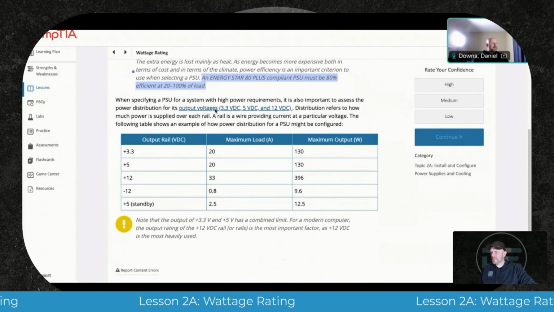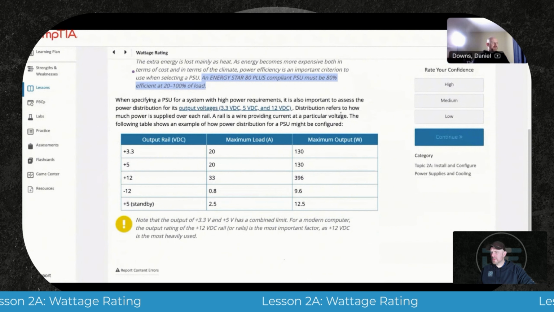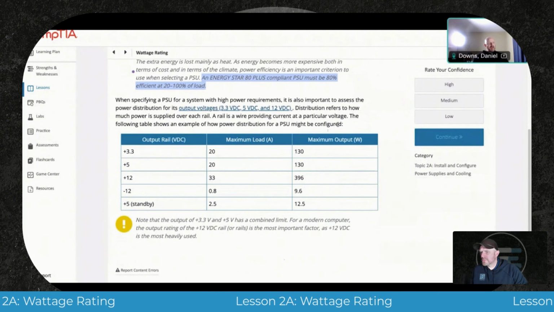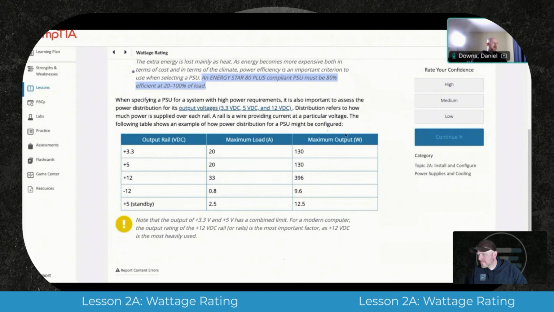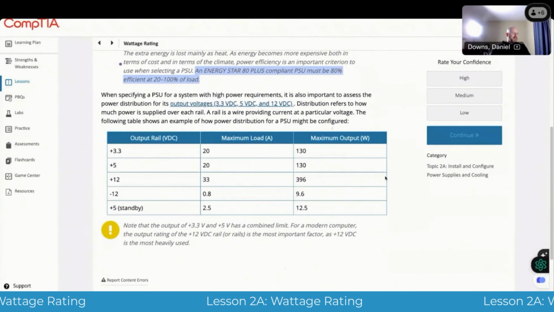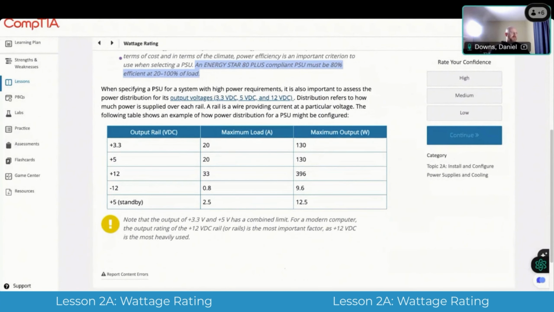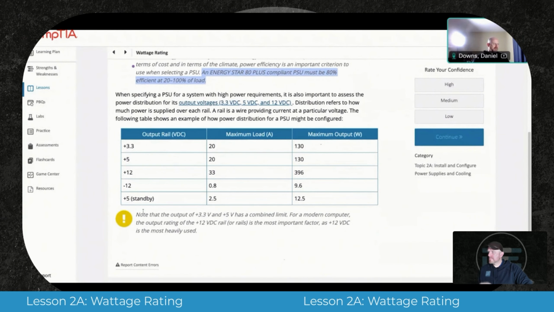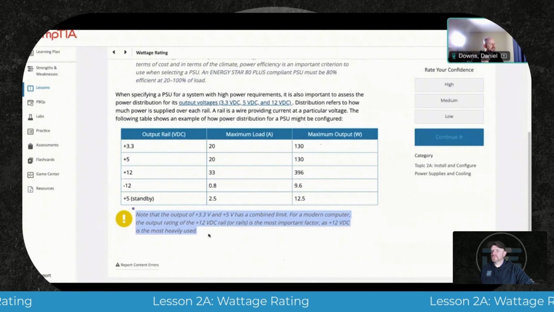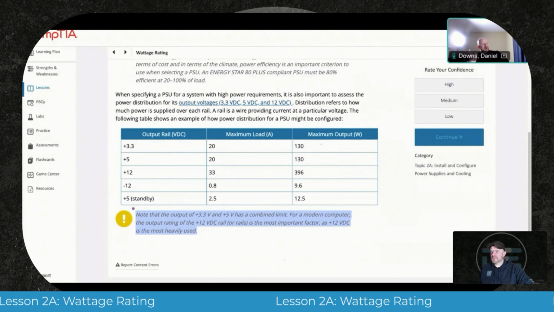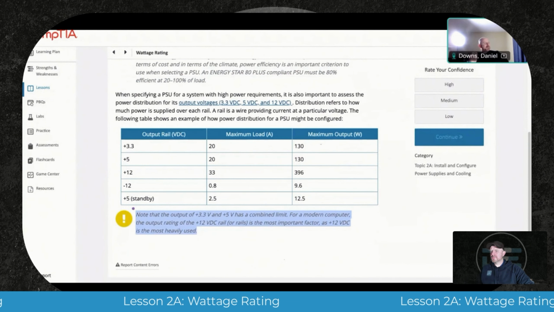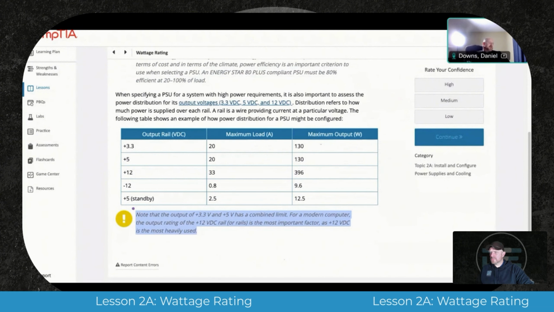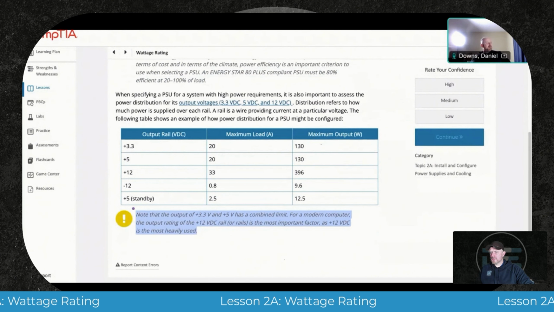When specifying a power supply unit for a system with high power requirements, it's important to assess the power distribution for its output voltages. Distribution refers to how much power is supplied over each rail. A rail is a wire providing current at a particular voltage. The following table shows an example of how the power distribution for a PSU might be configured. So there's the output rail, the maximum load, and the maximum output. They have a note here that the output of the plus 3.3 volt and plus 5 volt has a combined limit. For a modern computer, the output rating of the plus 12 VDC rail or rails is the most important factor, as plus 12 VDC is the most heavily used.